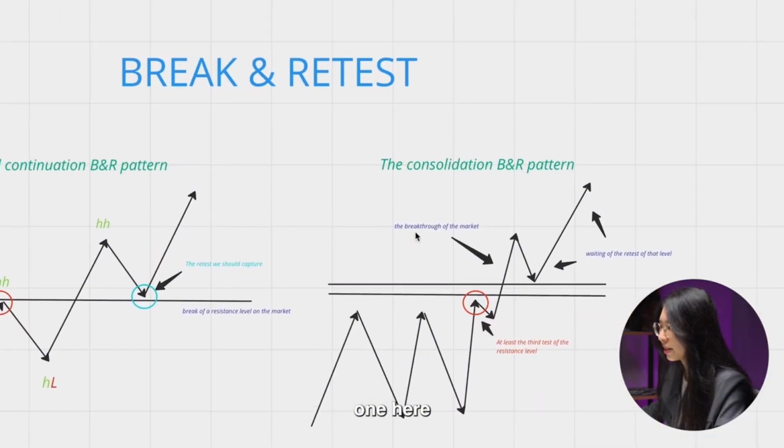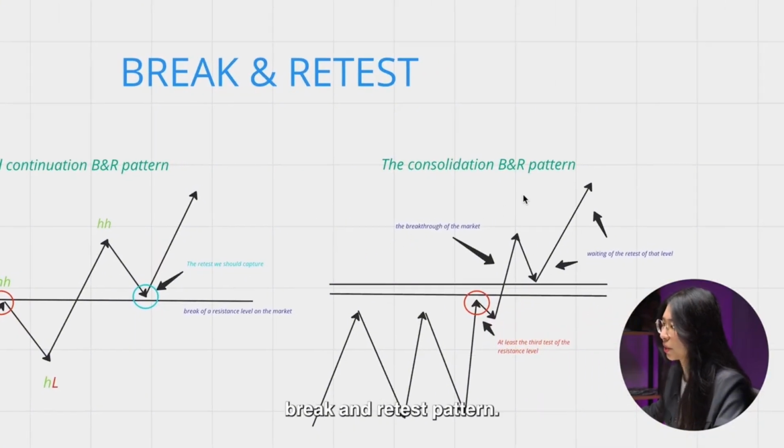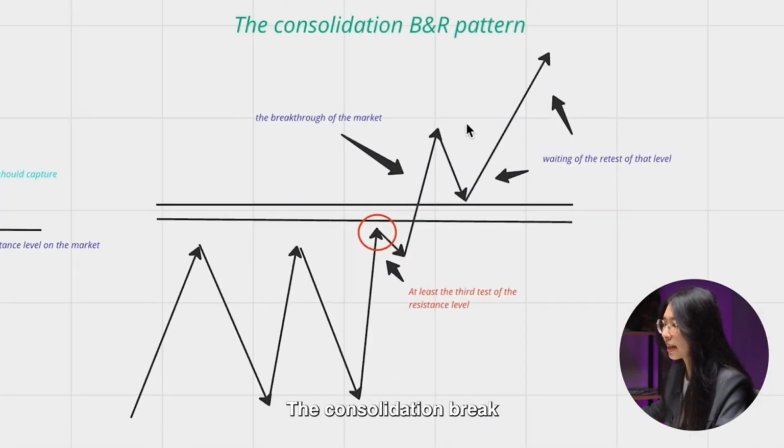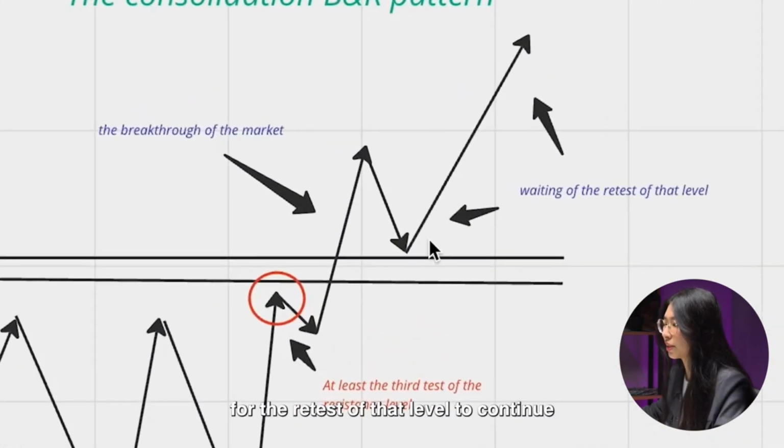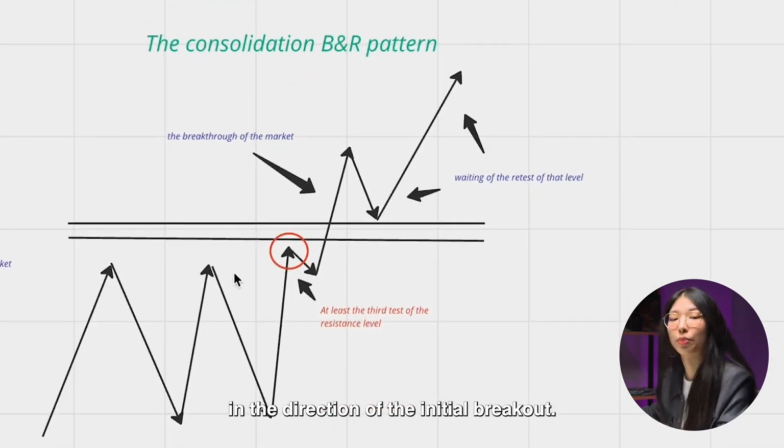The second one is the consolidation break and retest pattern. This is how it looks. The consolidation break and retest pattern is when the market is doing something like this. Consolidation is creating resistance and support levels. Then you see at least the third test of the resistance level, and then the market breaks out of that resistance level. It counts as a break of that level, and we're waiting for the retest of that level to continue in the direction of the initial breakout.